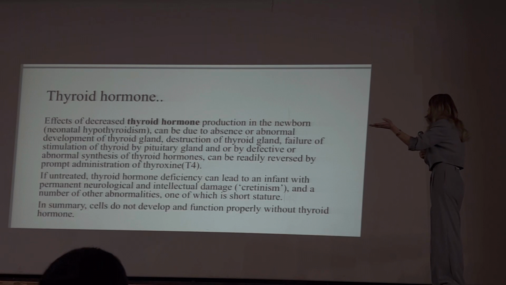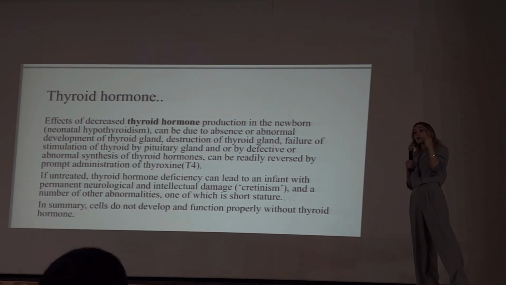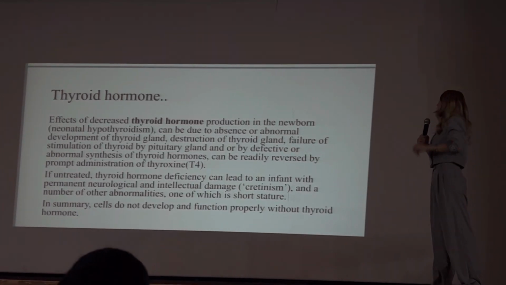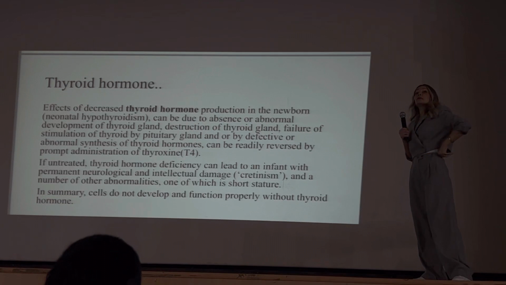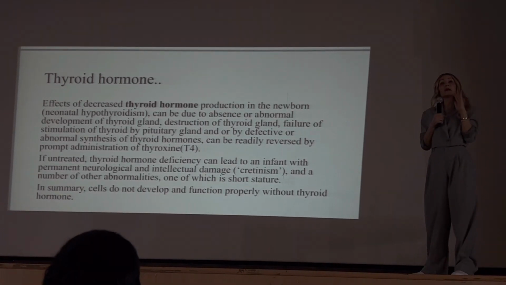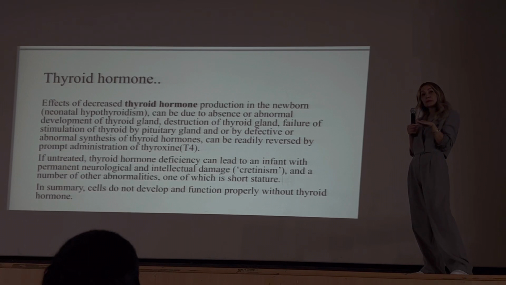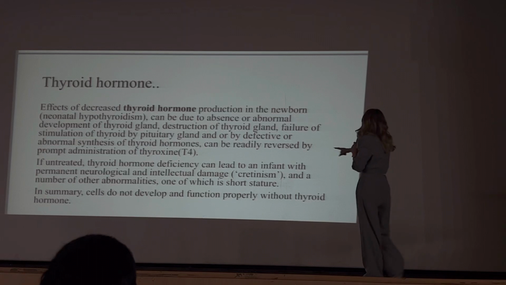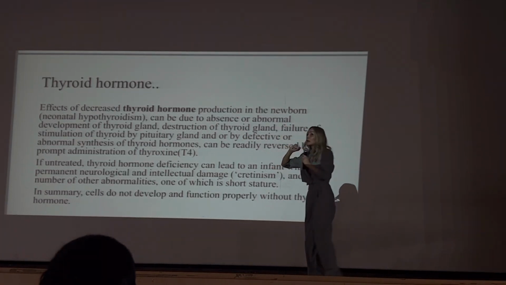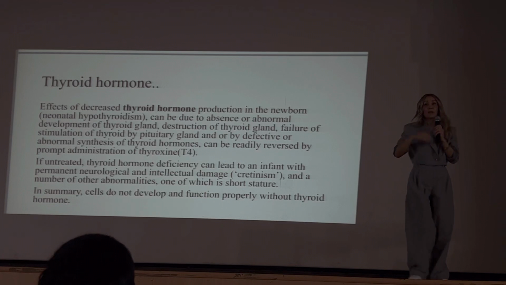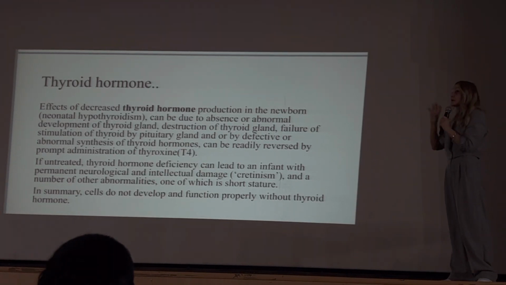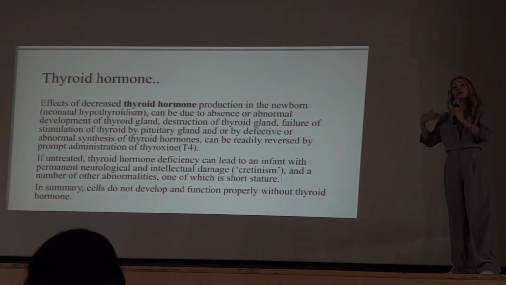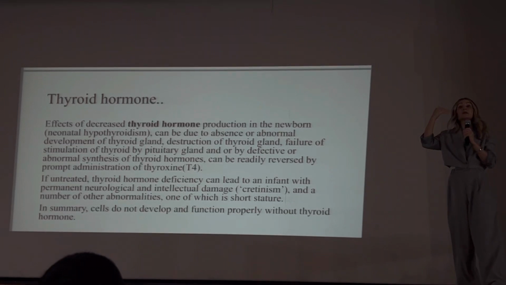If untreated, thyroid hormone deficiency, diagnosis and treatment should be as soon as possible from the beginning, otherwise it leads to permanent neurological and intellectual damage which is called cretinism. Okay, this is cretinism. Permanent neurological means nerve related conditions, or intellectual damage, okay?